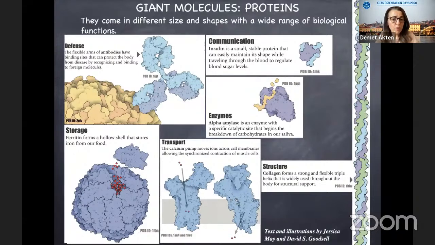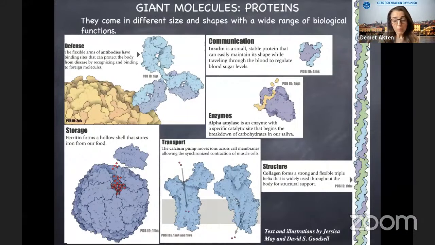And one of them is defense. For example, antibodies are proteins and they have a certain shape. And moreover, in the communication department, we have insulin, which regulates the sugar in our blood. And also enzymes are proteins. They catalyze a variety of specific reactions. And moreover, we have the storage proteins, in which we have ferritin, which stores iron from our food.